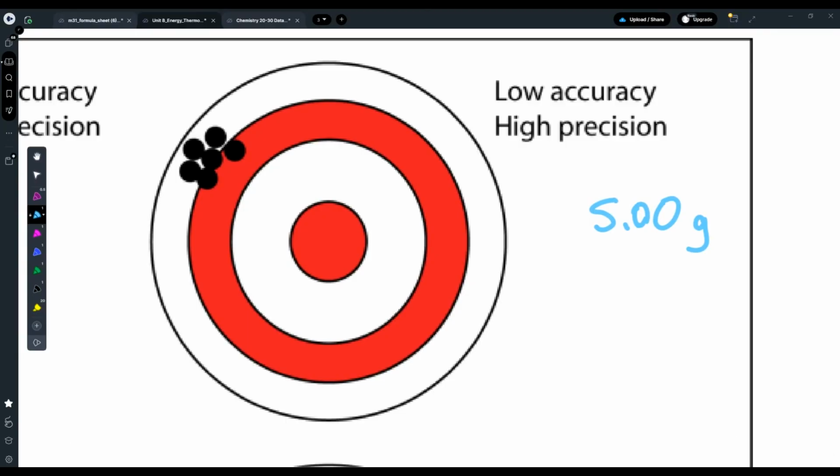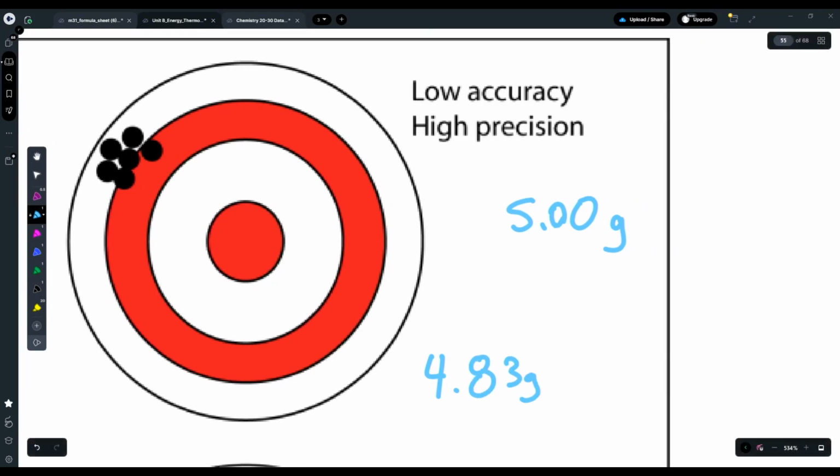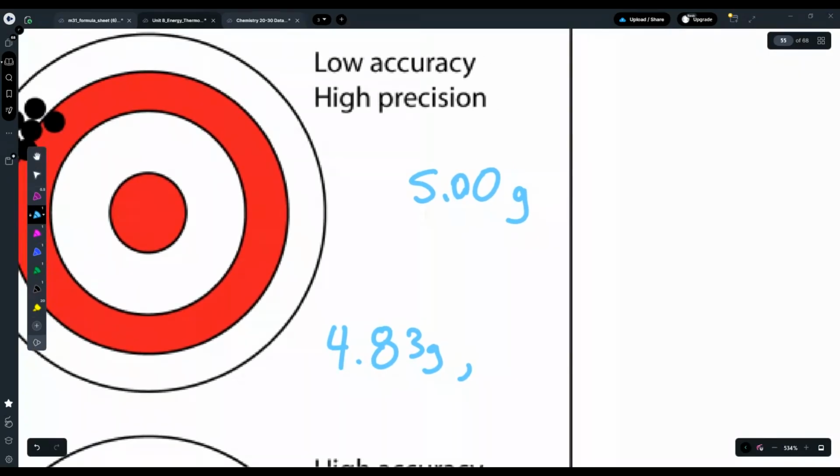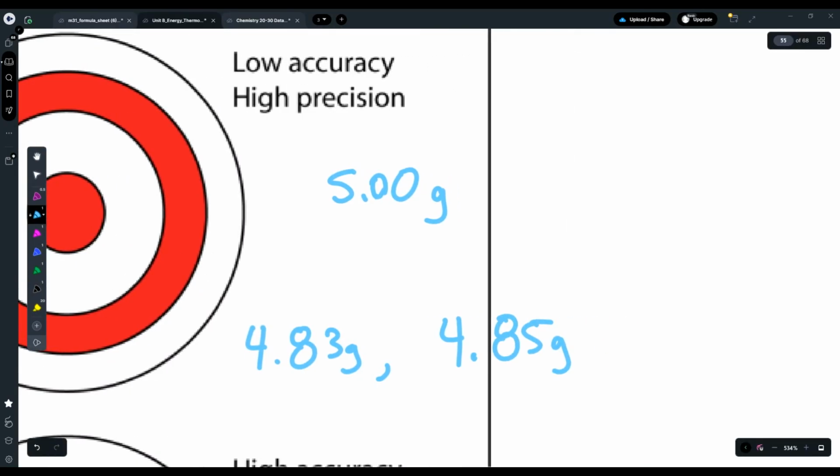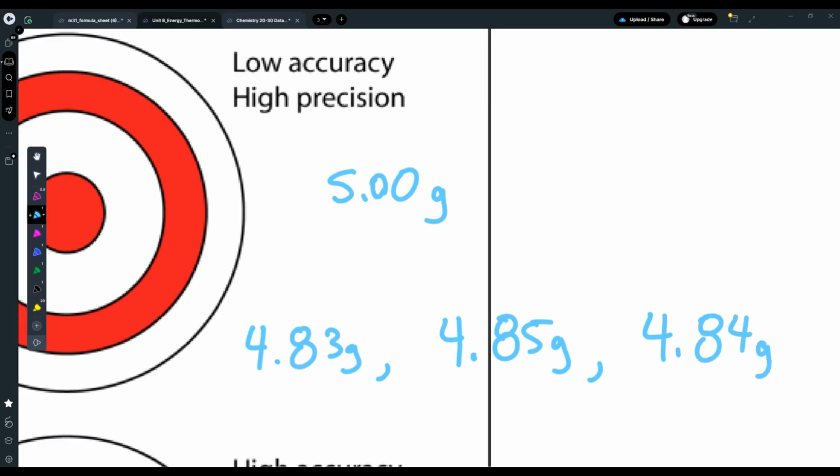But when measuring out the mass, let's say you got 4.83 grams for one of the amounts of the substance that you weighed out. Then for the next one, you got 4.85 grams, and then the next one you got 4.84 grams.